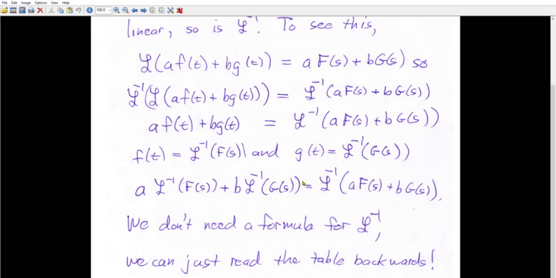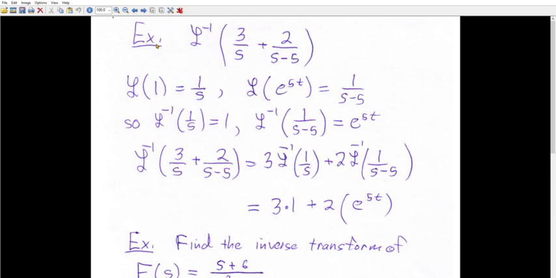So we can use the standard things that we've always used. You take transforms of various things, and you multiply them by stuff, and you add them together, and you've still got transforms. Now, here's the nice thing. We don't need a formula for the inverse transform, because we've got a table that shows us how to get from t to s. If we read the table backwards, it's going to tell us how to get from s to t. As an example, let's inverse transform 3 over s plus 2 over s minus 5.